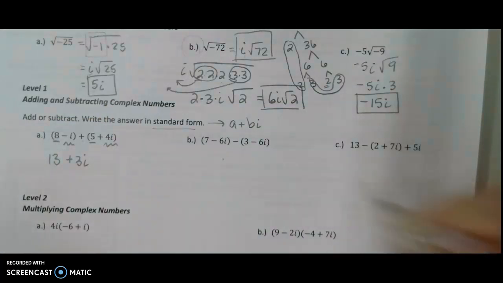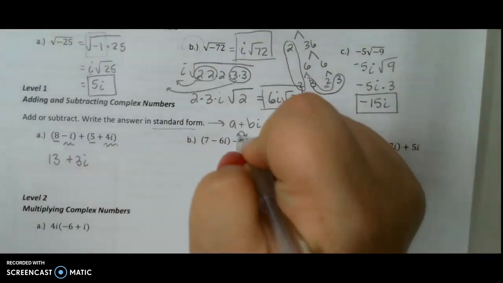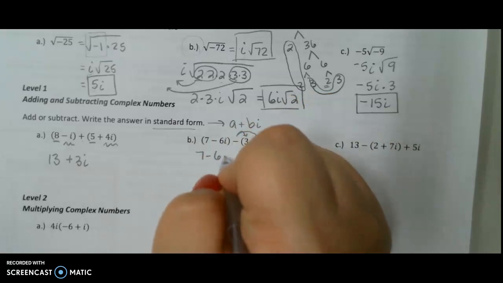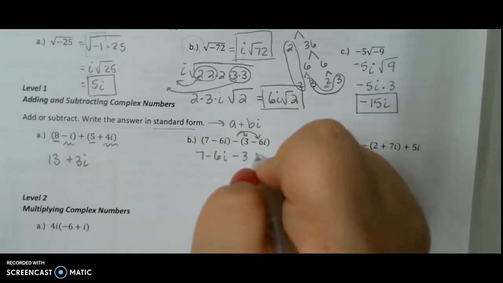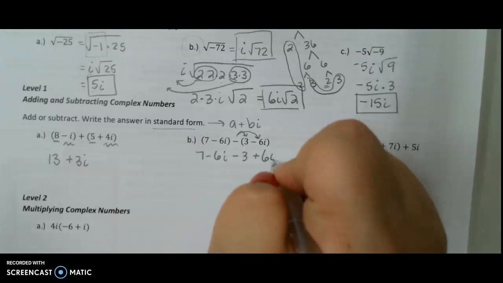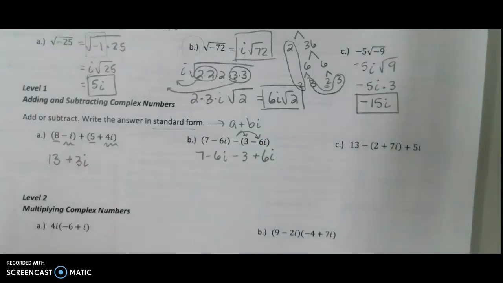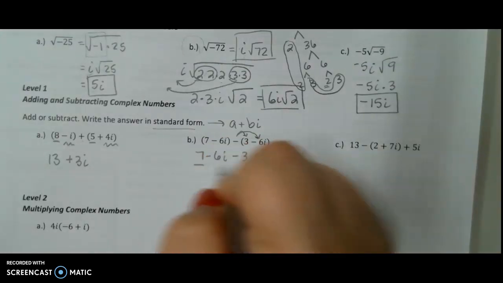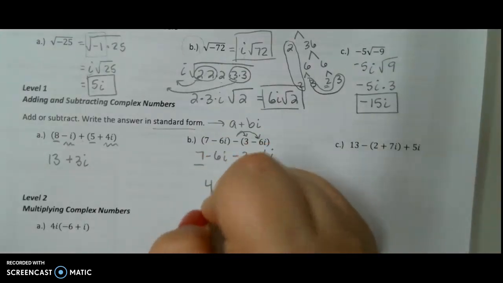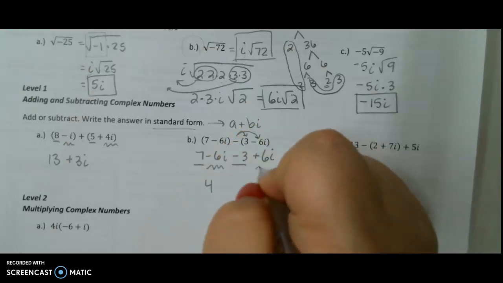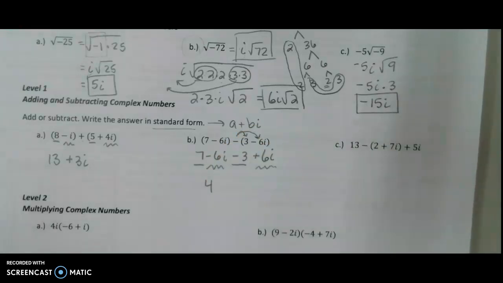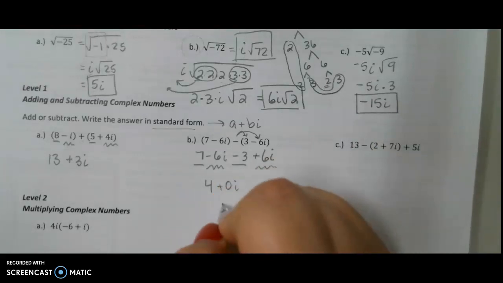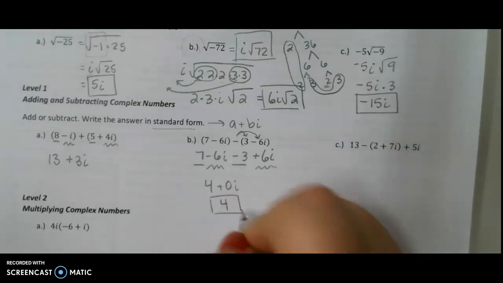The next part, if I have this negative here, I need to make sure that I distribute it. So I like to rewrite it as 7 minus 6i minus 3 plus 6i. And then we're, again, going to be combining like terms. So 7 minus 3 will give us 4. Negative 6i plus 6i, the i's are going to be 0i, right? Which we don't need to write, so we just are left with 4.